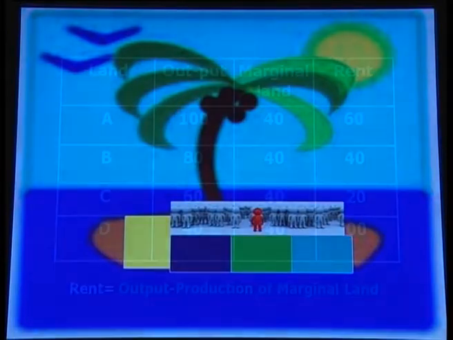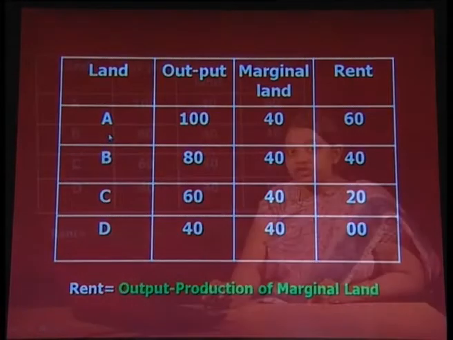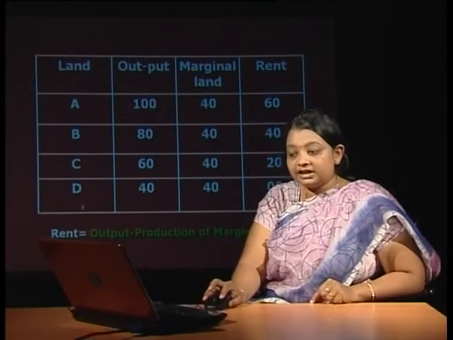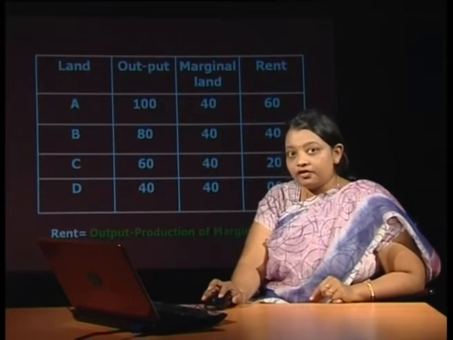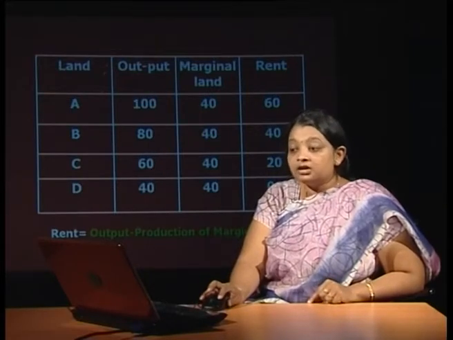The situation will be clearer with the help of a table. Here, as you can see, there are four types of land: land A, B, C and D. Land A is the most fertile land on which production is carried out first. On the other hand, land D is the least fertile land on which production activity will be carried out last.